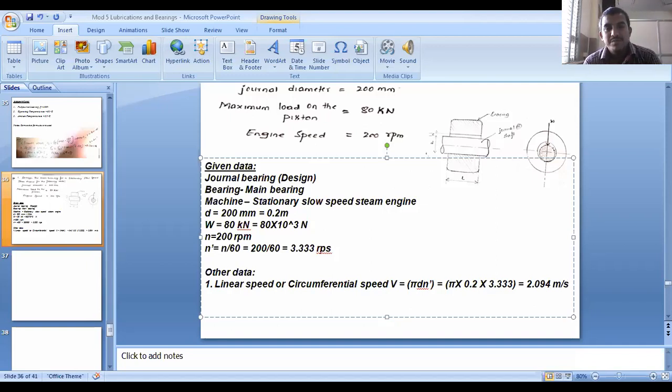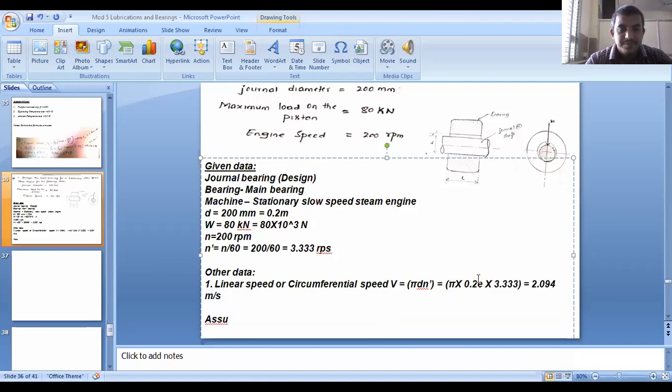And the type of bearing is given. Is it a partial journal bearing or full journal bearing? Any other data given? No. Then you go for assume. What is the assumption? Assume full journal bearing, sir. First assumption is full journal bearing.